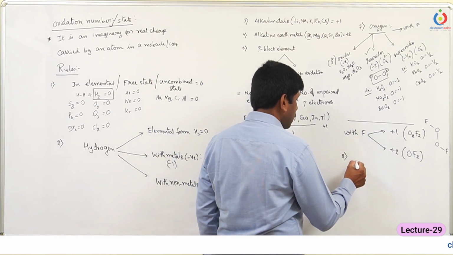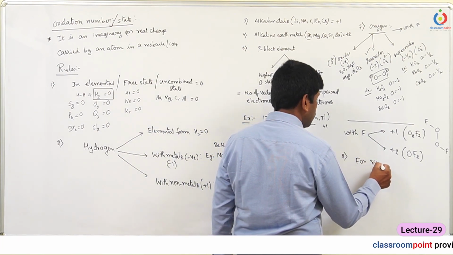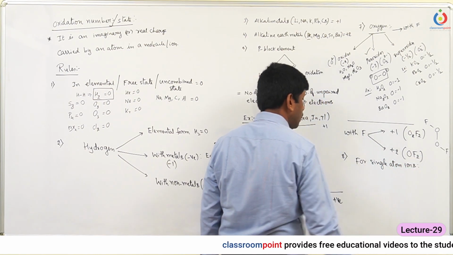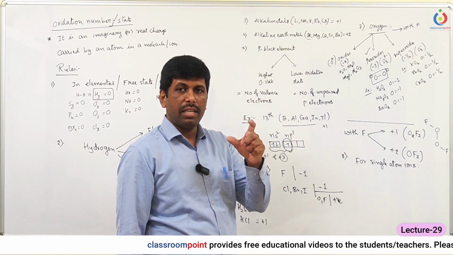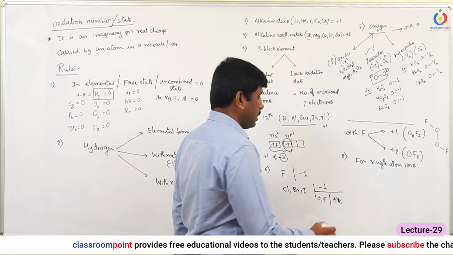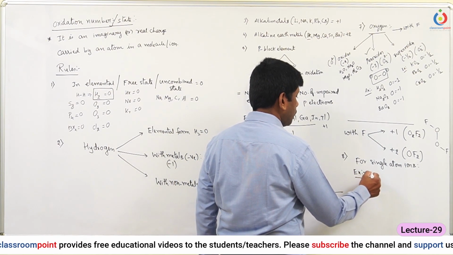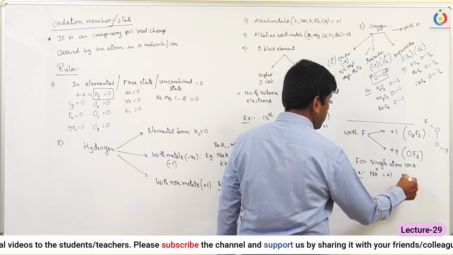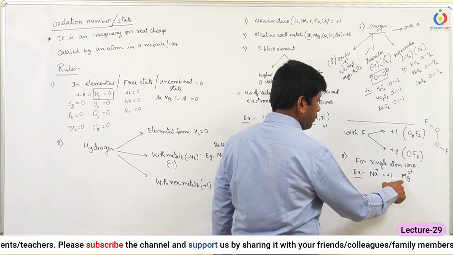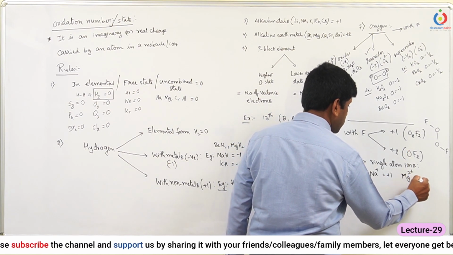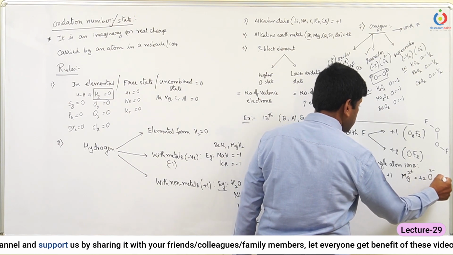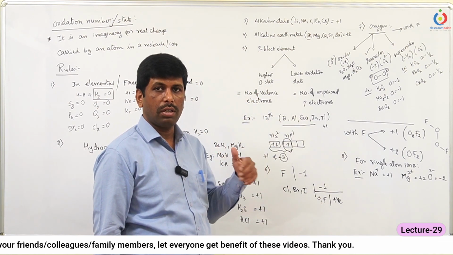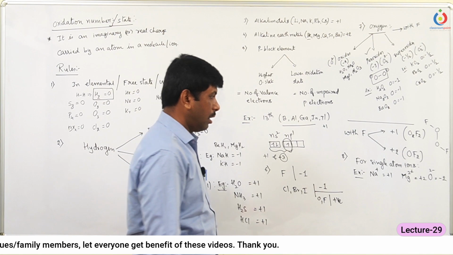So for single atom ions, whatever charge they are carrying is equal to their oxidation number. Example, Na+, oxidation number is +1. Mg2+, a single atom is present in this ion, so it is carrying two positive charges. O2-, oxidation number equals -2. So for single atomic ions, the oxidation number is equal to the charge carried by the ion.